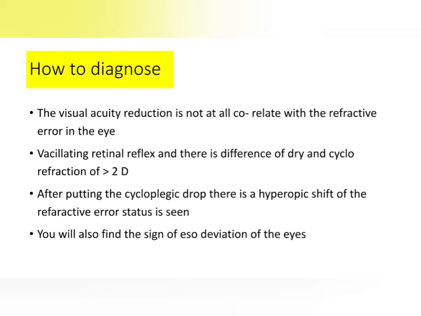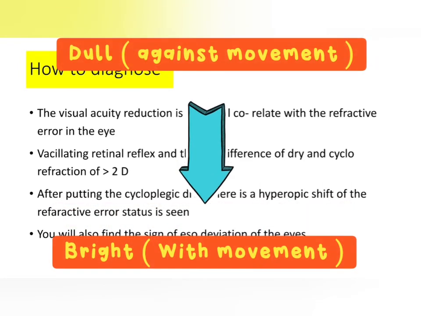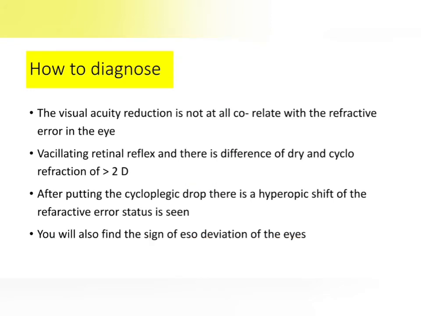Another thing is that you will get a vacillating retinoscopy reflex, and there is a difference between dry and cycloplegic refraction. So what is vacillating retinoscopy reflex? Vacillating retinoscopy reflex means the changing of the retinoscopy glow from dull to bright, and changing of refractive error from high to low. I'm talking about high myopia to low hypermetropia. That means there is a hyperopic shift of refractive error. Suppose you are doing dry retinoscopy, you will get high myopia. And after you put the cycloplegic drop, then there is a hyperopic shift of the refractive error. So it is indicating that there is presence of accommodative spasm.